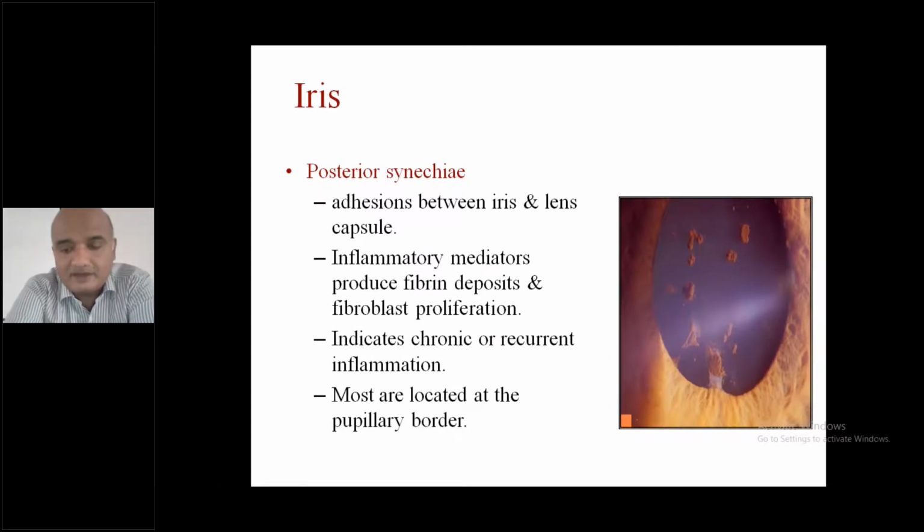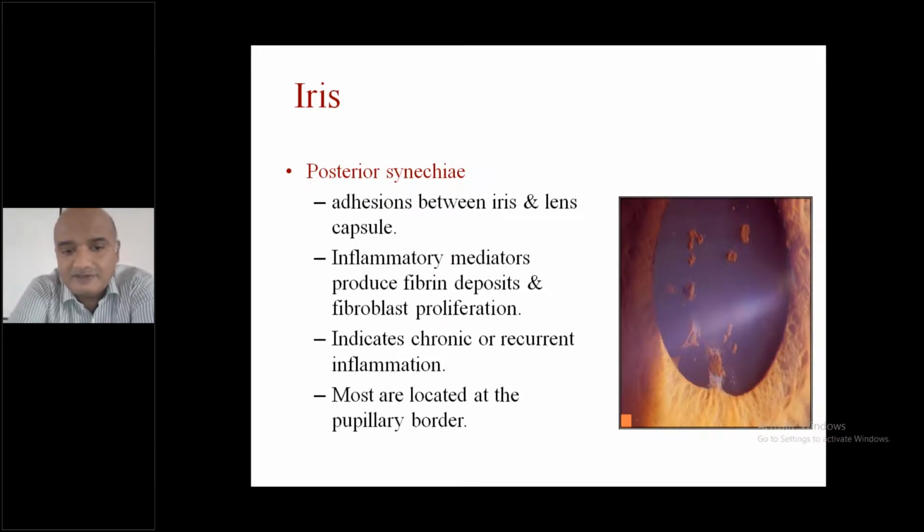Posterior synechiae. Now, iris, once it is inflamed, once it is swollen, what does it happen? It goes and sticks onto the lens. When it sticks onto the lens, it is called as posterior synechiae. The posterior surface of iris gets adhered to the lens. There are adhesions between the iris and the lens capsule. That is called as posterior synechiae.